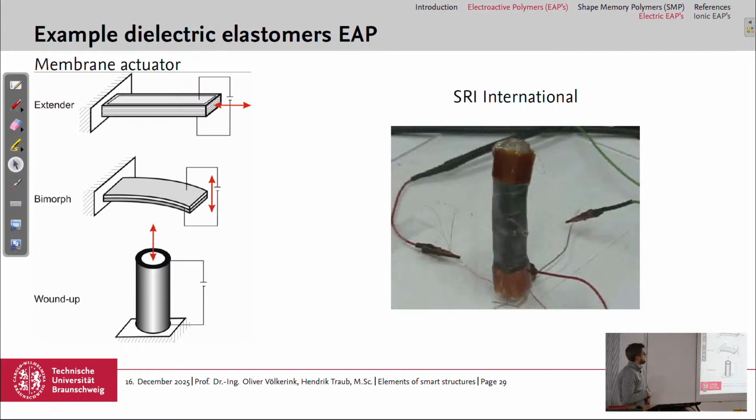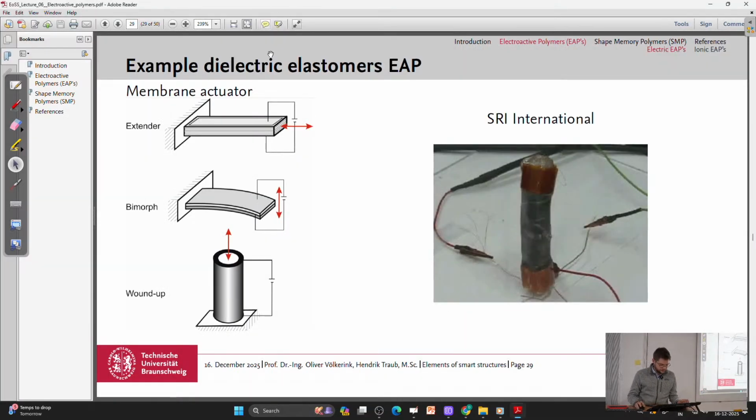Okay, what can you do with it? You can use it as a membrane actuator, where you just get the extension in this direction, so you use the in-plane extension. You can build up a bimorph, with one side an actuator and one side a structural material, and then you can bend it down and up, or you can wind it up and have this kind of actuator. And for this, I also have a video.